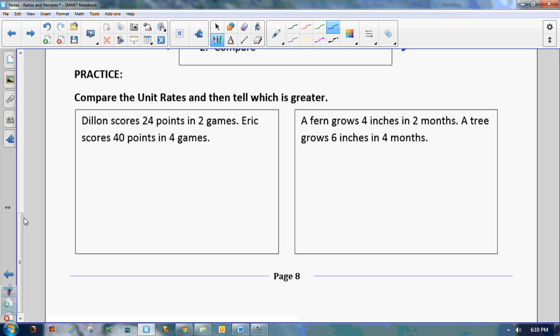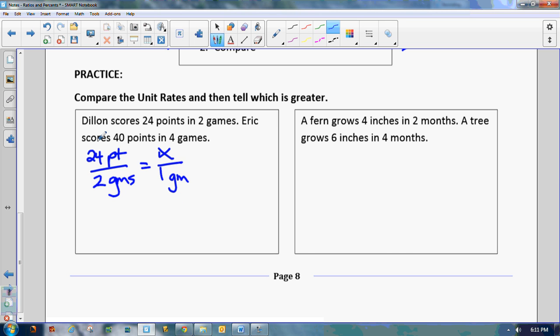When we're looking here in these practice problems, they're giving us the scenario in this first one that Dylan scores 24 points in 2 games. If Dylan scores 24 points in 2 games, I'm just going to abbreviate it GMS. That means they want to know how many points does he score in 1 game. So we're going to find that.